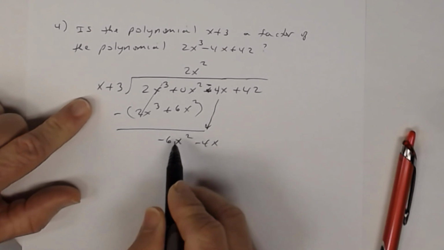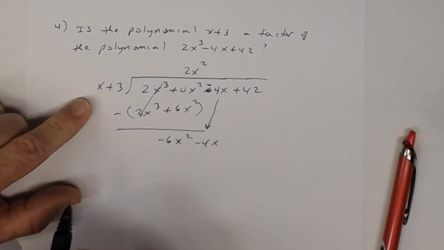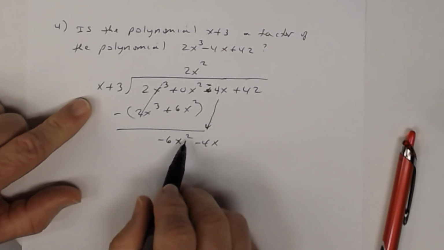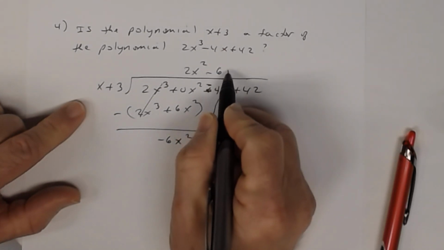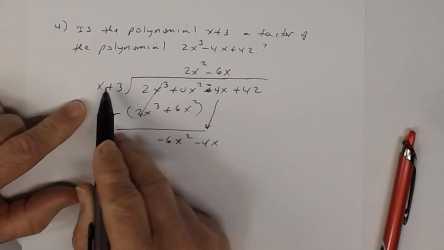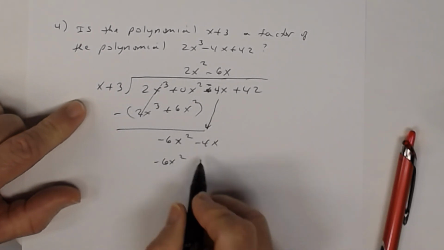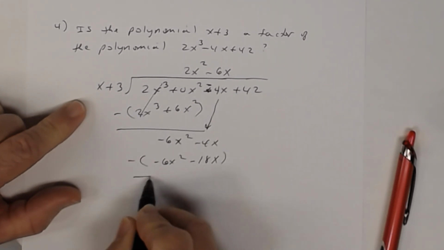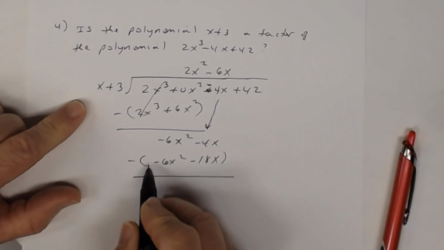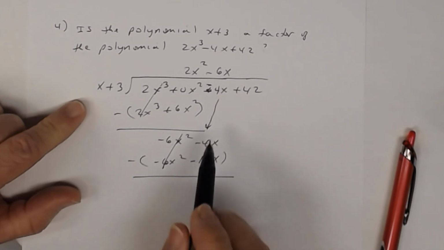Continue the process since the degree of the remainder is not less than the degree of the divisor. Negative 6x squared divided by x is a negative 6x. Negative 6x times x is a negative 6x squared. Negative 6x times 3 is a negative 18x. And then you subtract. Negative 6x squared minus itself is 0. So remember, all these have to cancel out every time you do that iteration.